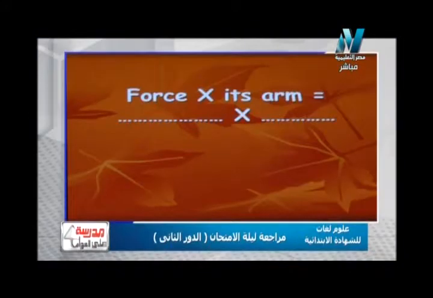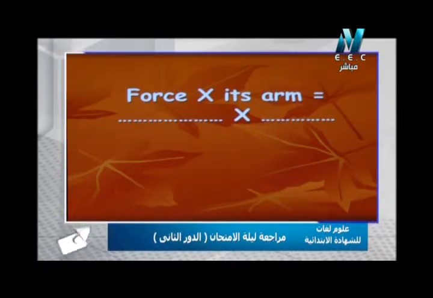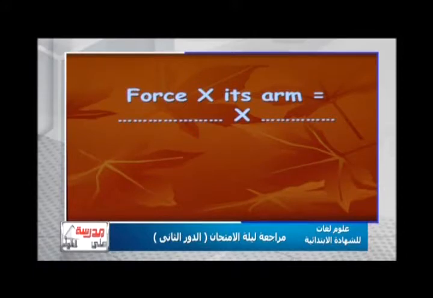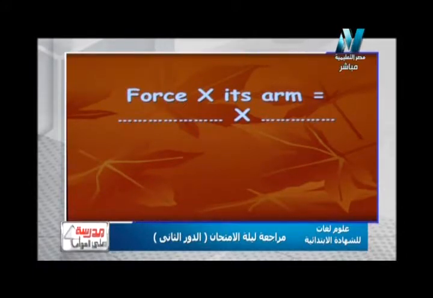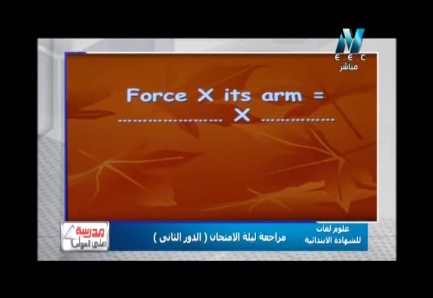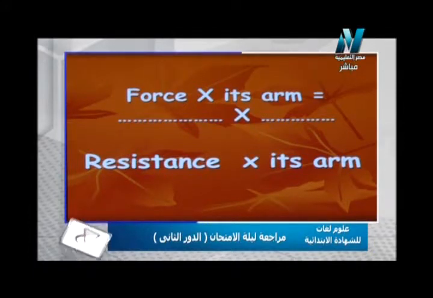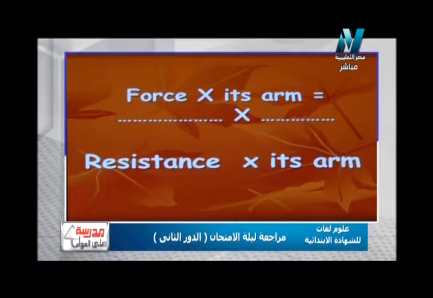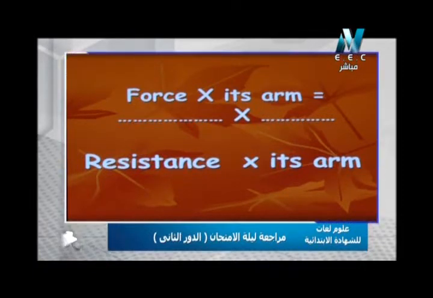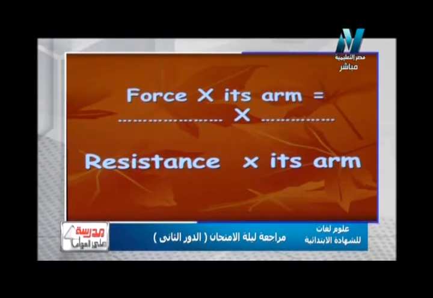So another question. This question is very important because we need this question for answering problems of levers and answering any question like this, like complete scientific term and so on. So the force by its arm equal what by what? So resistance by its arm. Or I can say force by force arm equal resistance by resistance arm. Again, force by its arm or force by force arm equal resistance by resistance arm.